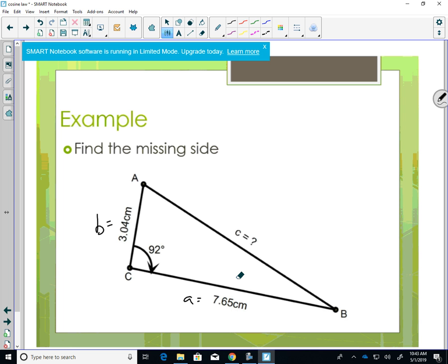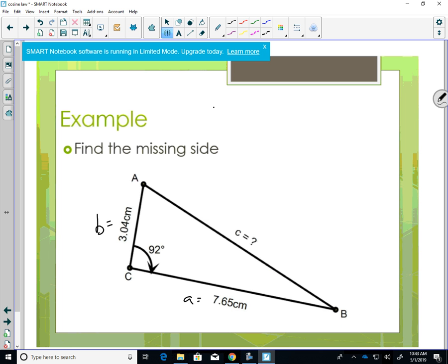Okay, so what are we solving for? We're solving for c. Can I use the sine law? Remember, for sine law, you have to have a side and an angle and another side or angle, right? Well, here I've got the side and the angle, but I don't have another angle. So I can't use the sine law. I have to use cosine.